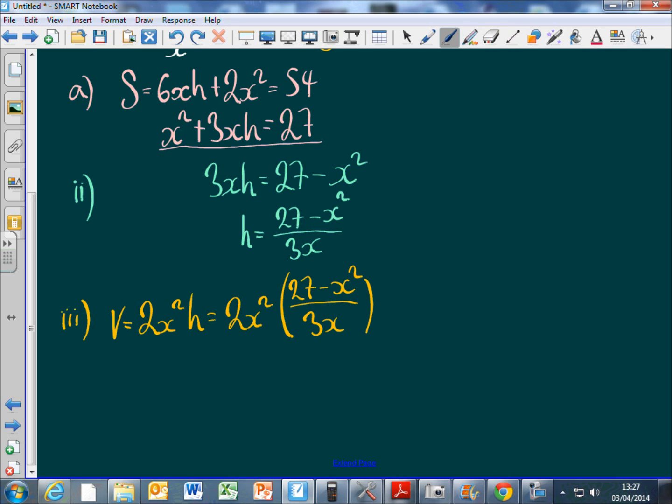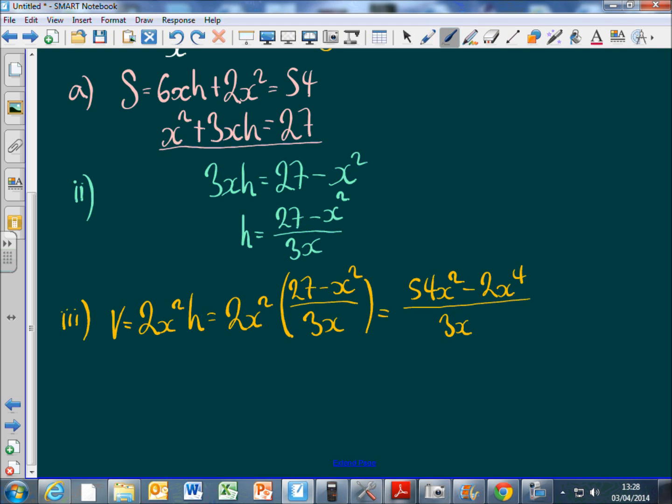So what could I do? Shall we just multiply the brackets by 2x squared? So what am I going to get? 2 times 27 is 54, so I'm going to get 54x squared, because I've multiplied 27 by 2x squared. I'm going to get minus 2x to the power of 4, and that's all divided by 3x. Do you agree with that?